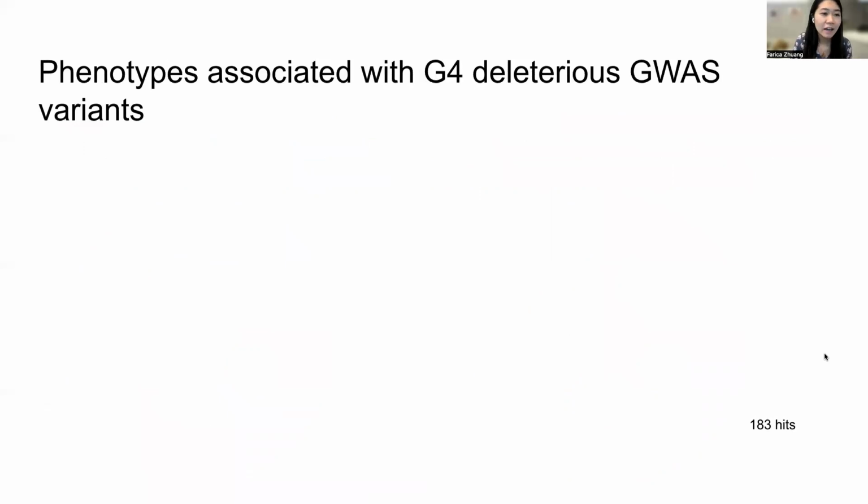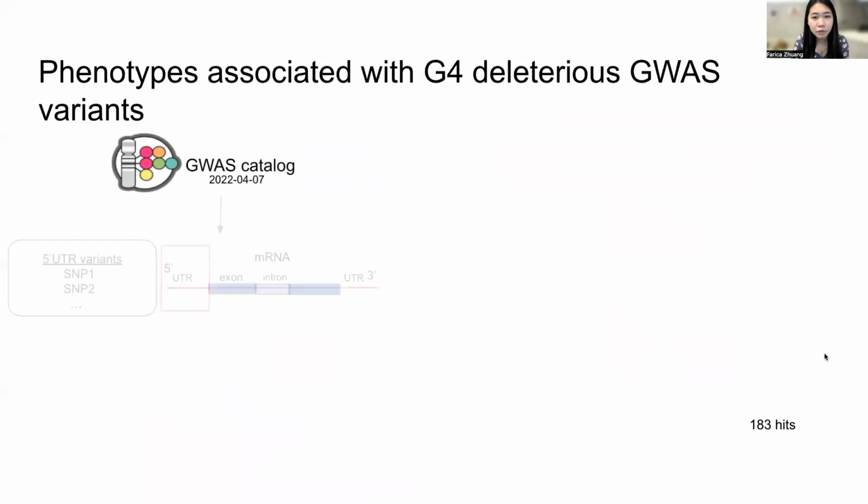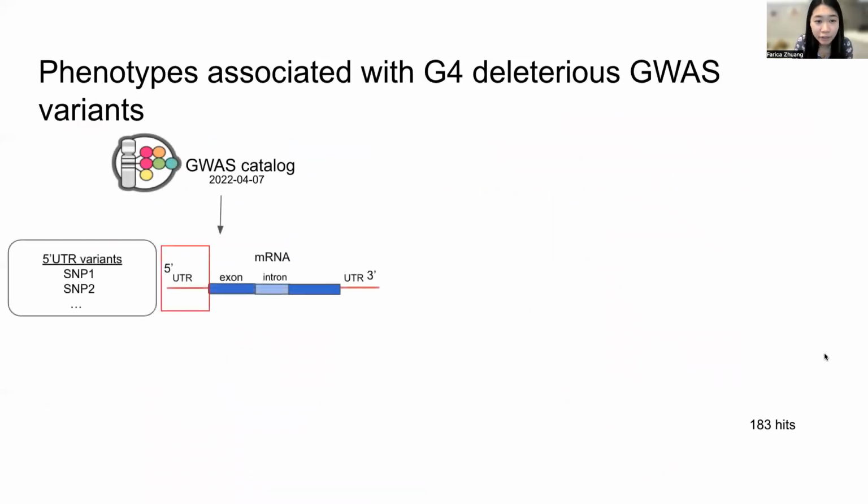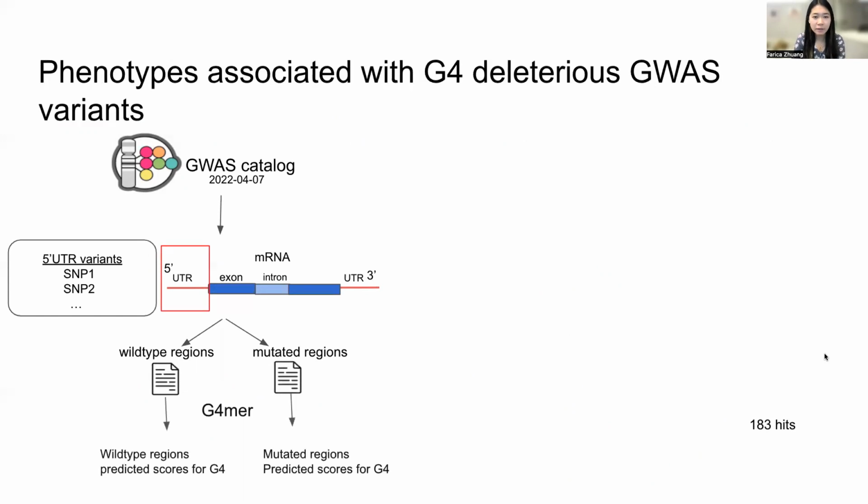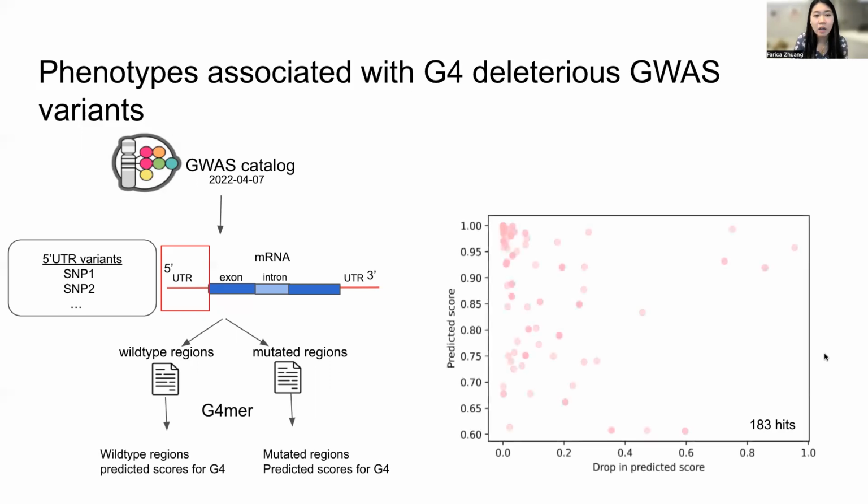To analyze existing GWAS hits that are G4 deleterious, we downloaded GWAS hits from the GWAS catalog. We take all GWAS hits in the 5' UTR region, and for each hit, G-Former predicted if an RG4 would form in the presence of the wild type and the alternative allele, obtaining a prediction score for each. We then plotted the prediction scores of the wild type alleles on the y-axis and the delta of the scores on the x-axis.